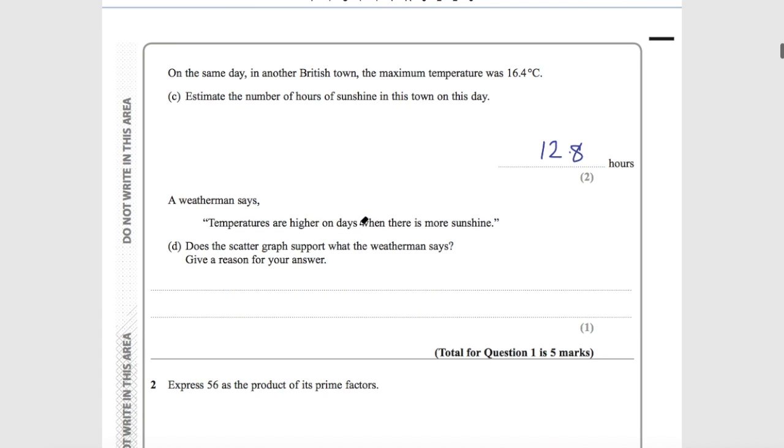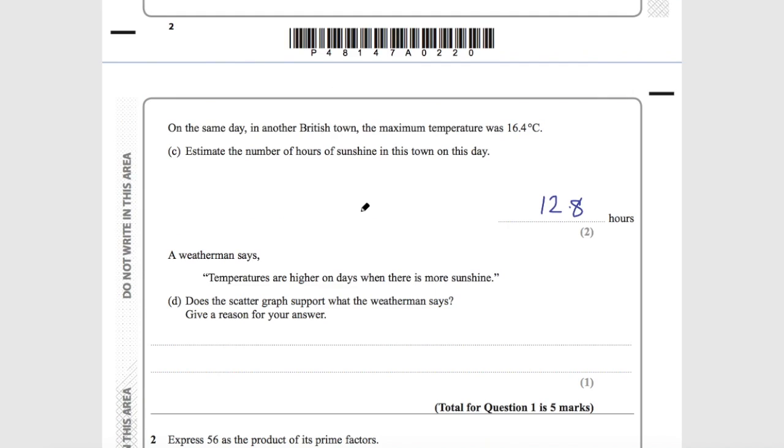Part D says, a weatherman says temperatures are higher on days when there is more sunshine. Does the scatter graph support what the weatherman says? Give a reason for your answer. This question may seem a little bit silly, but what it's touching on is the idea of correlation versus causation. Just because things are correlated doesn't mean one causes the other.